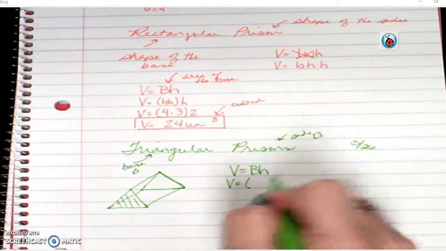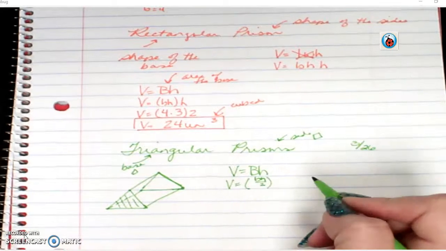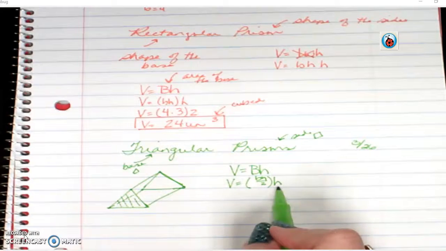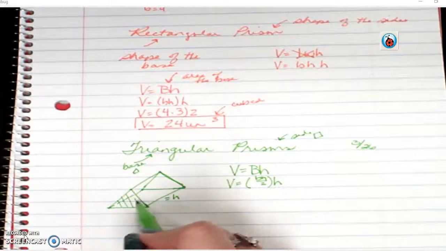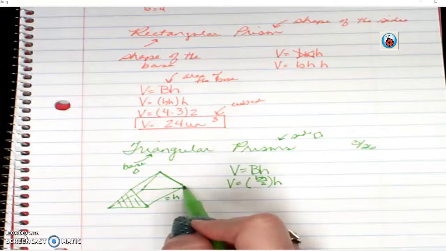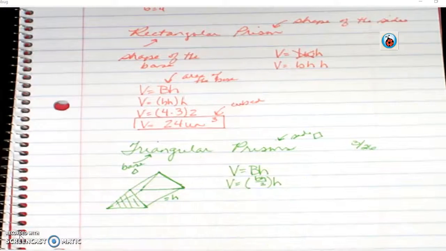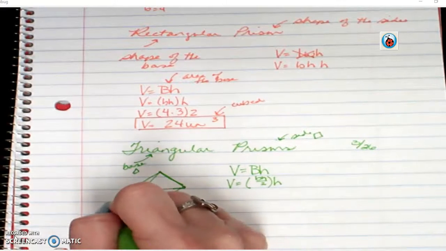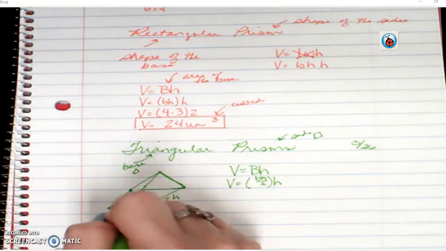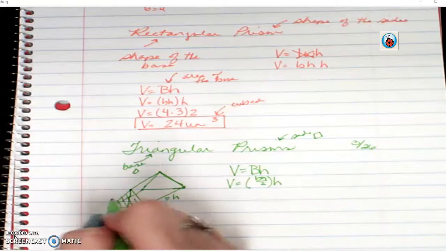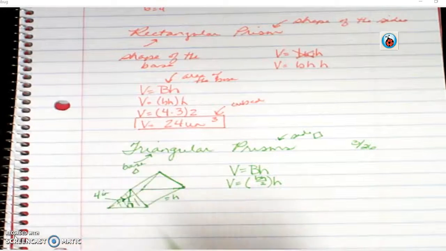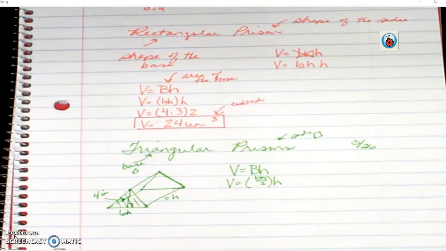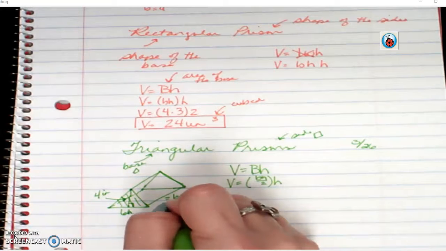How do you find the area of a triangle? Base times height divided by 2. And then you would have the height. Remember, the height is the distance from base to base. So this is going to be your height. All right, so if I told you that on this triangle, here's my right angle, and this height is going to be 4 inches. The base is 6 inches, and then this height is going to be 8 inches.